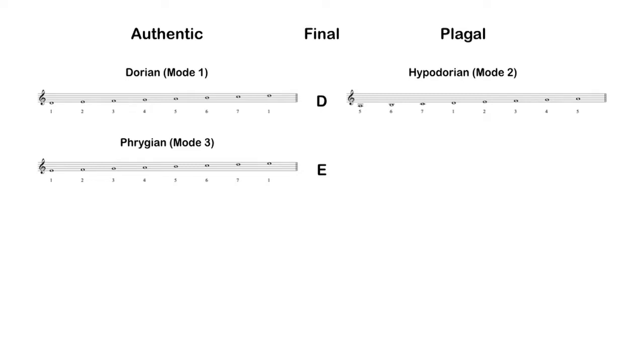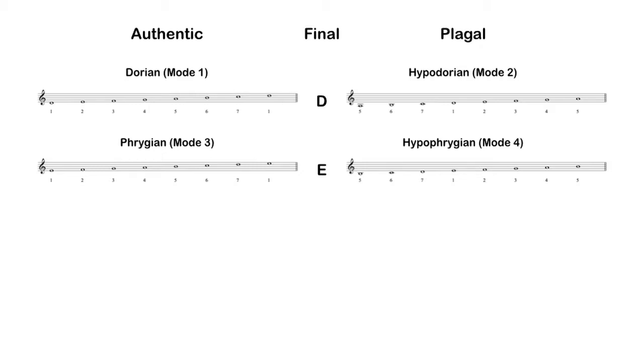Our third mode is the Phrygian mode, and the Phrygian mode starts on E and uses all the natural notes from E to E, and it sounds like this. So if we had a piece of music in the Phrygian mode, what we would do is use that pitch collection, but make sure as we were finishing up, we would come back down and we would end on that E. Its plagal partner is the Hypophrygian mode.